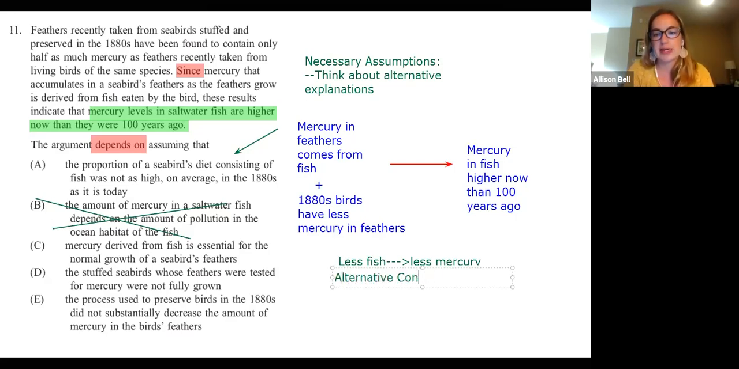Answer choice A is saying it's not that the mercury in the fish is higher today, it's that birds today are eating more fish. An alternative explanation is bad for an argument. It hurts it. And because of that, we have to rule out answer choice A.